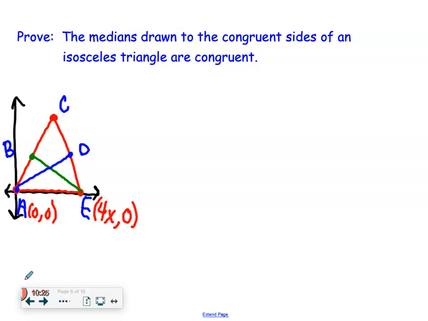Okay, now think. C is halfway between A and E, so what's half of 4x? 2x. Do I know how high up C is? No. 2x and 2y. I'm not going to do just one y because I'm going to have to divide it by 2 here, so I'm going to do 2y.